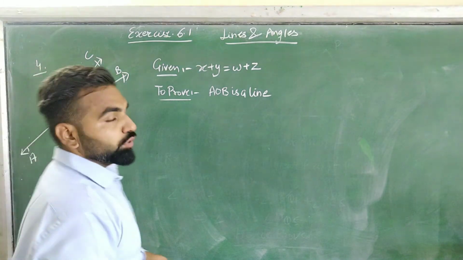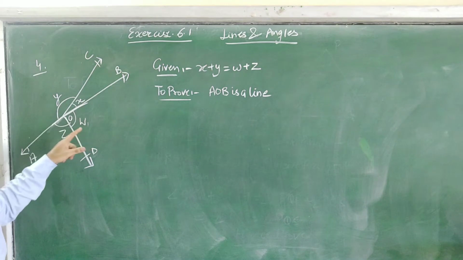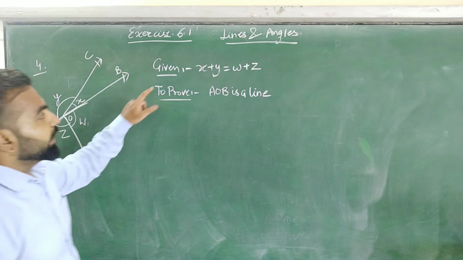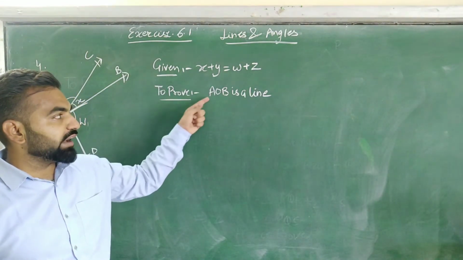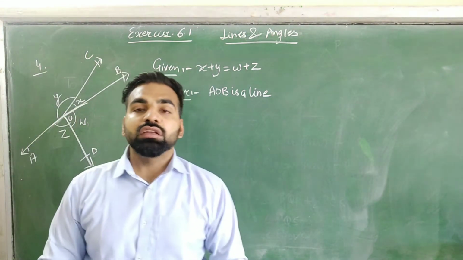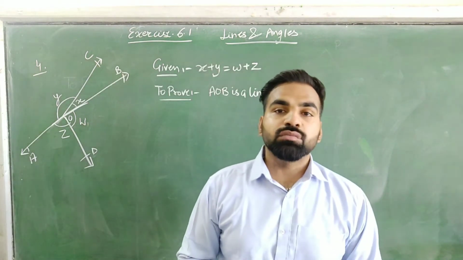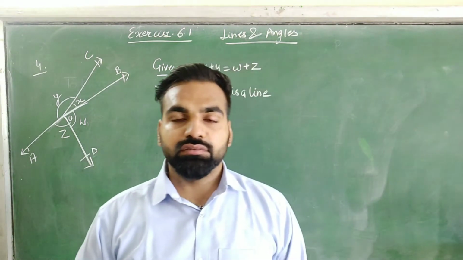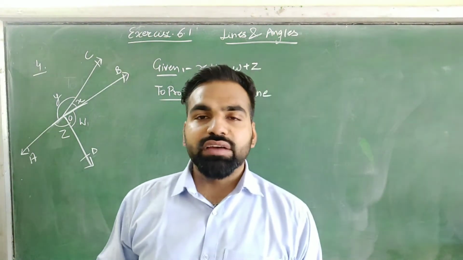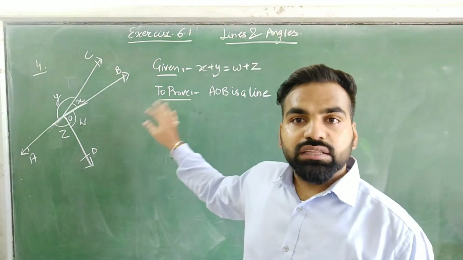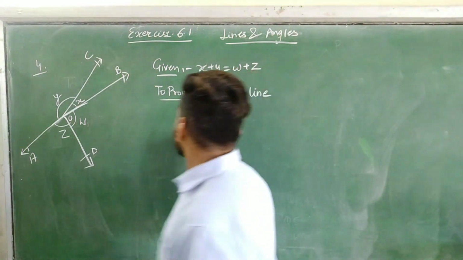Next is question number 4. So this is the figure. These are 4 angles here, X, Y, Z, W, and it is given that X plus Y is equal to W plus Z. Here we have to prove that AOB is a line. So how to prove a line? We studied that if we prove that the sum of two adjacent angles is 180, that is they form a linear pair, then the given line is a straight line. Or vice versa, if it is a given line, then the sum of adjacent angles is 180. So we will prove this by that method.